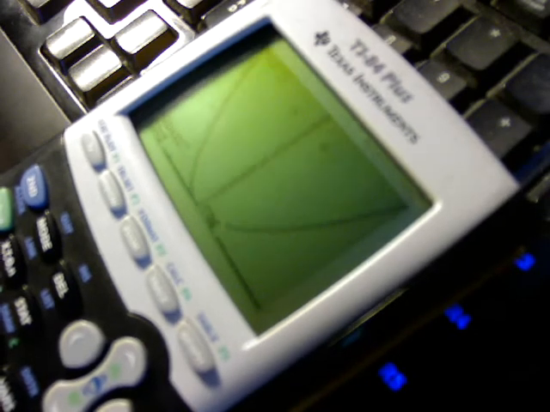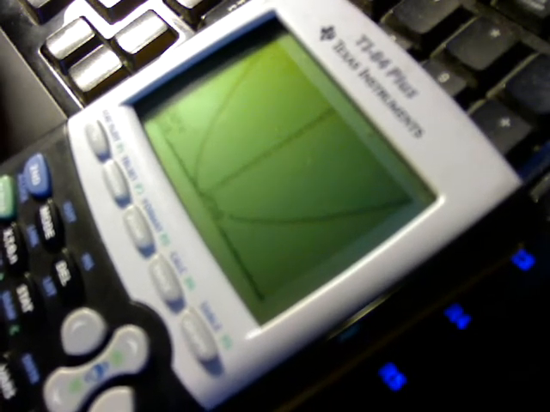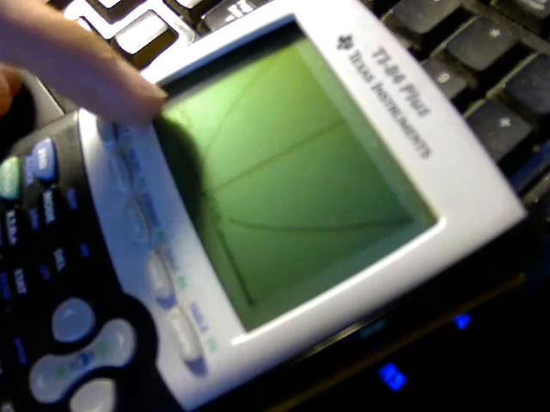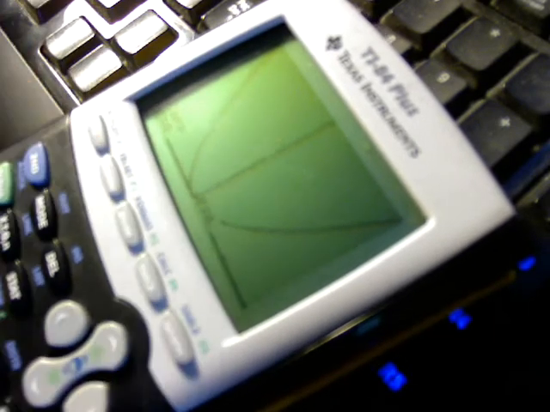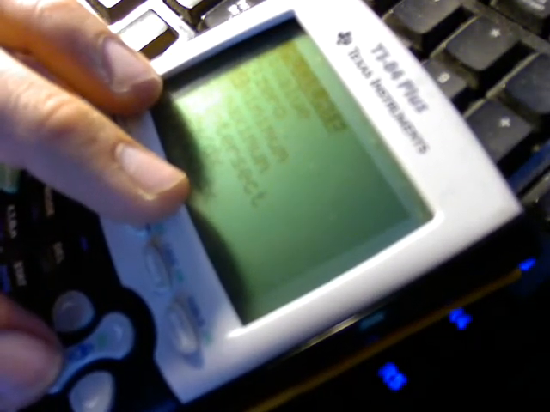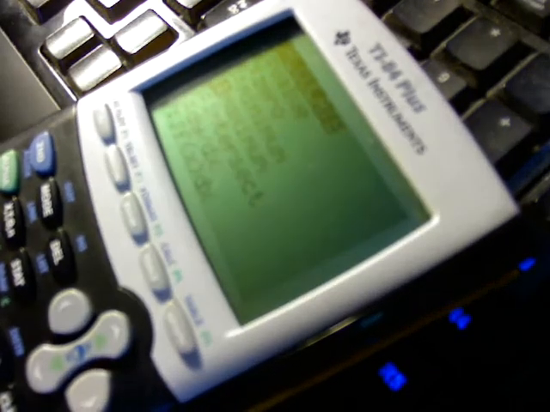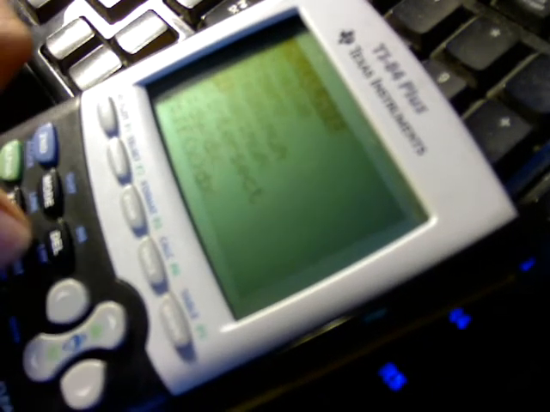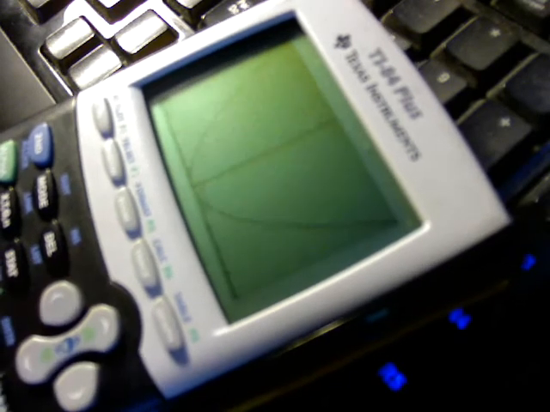Let's make a guess of 0. Hit enter, and it's going to tell you the 0 is at 0, 0. Boom. That's pretty easy to understand. Minimum, maximum, you do the exact same thing. You set the parameters, and then you guess, and it'll give you where the minimum or maximum is.